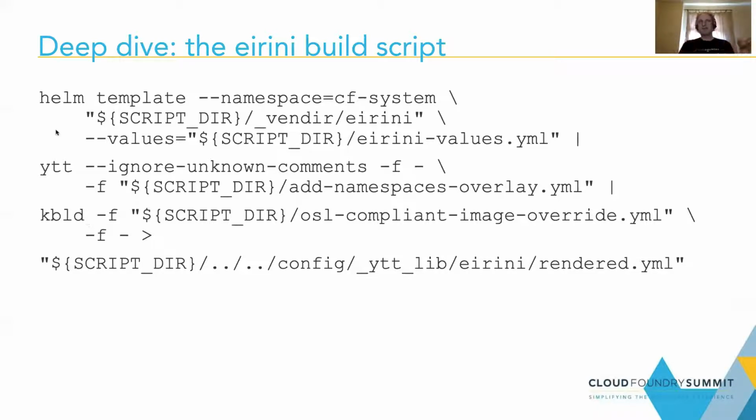So kbuild reads in YAML, it has side effects of generating images, and then it just writes out YAML, and that's that second last line -f dash, which is writing out the output to the standard out, which is then written to our config yttlib with Irene, the render.yaml.